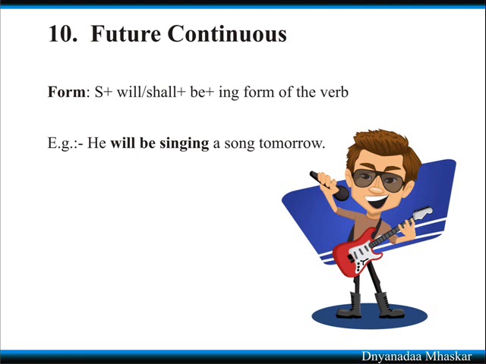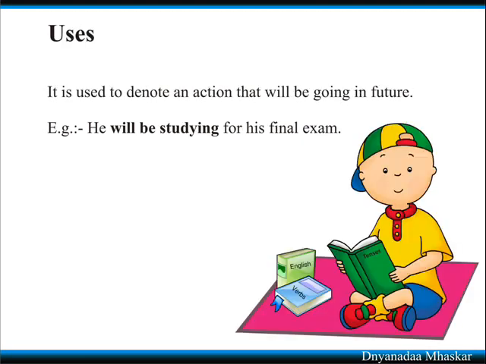The form of future continuous is subject plus will or shall plus be plus ing form of the verb. Example, he shall be singing a song tomorrow. Let us see the use of future continuous. It is used to denote an action that will be going on in future. Example, he will be studying for his final exam.